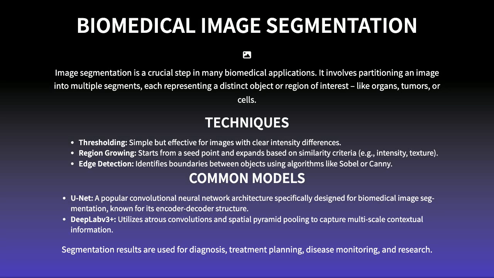Okay, let's talk about biomedical image segmentation, a really important area in healthcare AI. Essentially, it's like drawing boundaries around things within medical images, like organs or tumors. We use different techniques to do this, from simple methods like thresholding, where we just pick a brightness level and say anything above that is part of the object, all the way up to sophisticated deep learning models like UNet and DeepLab V3+. These models learn to automatically identify what's important in the image. And why is this useful? Well, it's used for everything from helping doctors diagnose diseases more accurately to planning treatments and tracking how a disease progresses over time. Pretty powerful stuff.